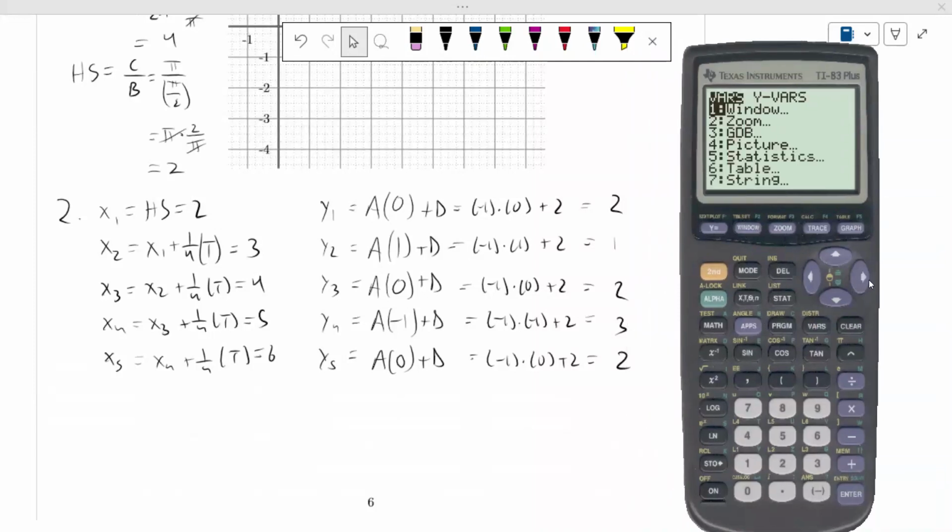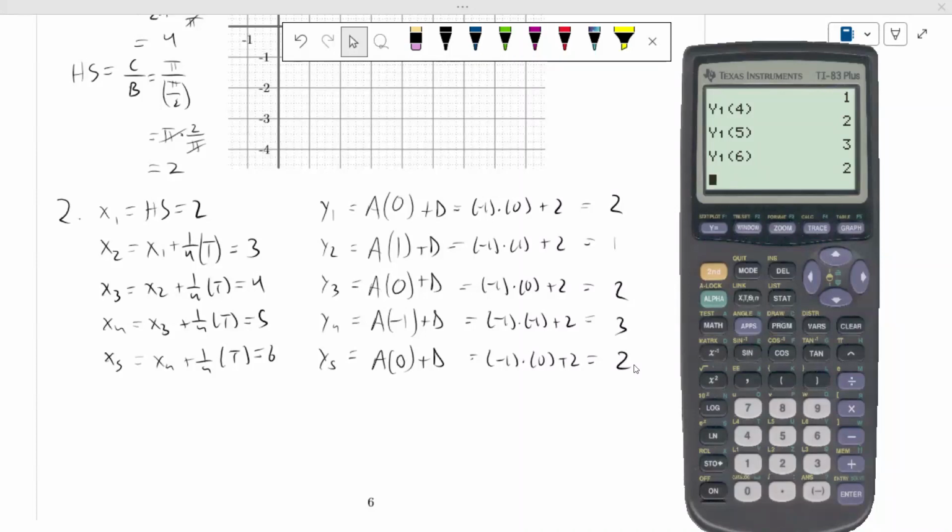I'm going to go to vars, go to y vars by pressing right, then go to function, go to y1, and find out what the y value is when x is equal to 2. And I get 2. Now the y value when x is equal to 3, and I get 1. When x is equal to 4, I get 2. When x is equal to 5, you get 3, and so on. So you could do it that way as well. That's perfectly fine. You just write y1 equals 2, y2 equals 1, y3 equals 2, y4 equals 3, y5 equals 2. If you want to use the calculator, that's all the work you need to show.